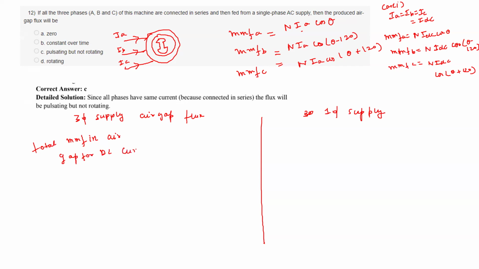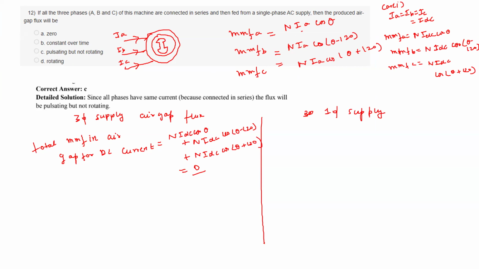for DC current will be N IDC cos theta plus N IDC cos theta minus 120 plus N IDC cos theta plus 120. If you add the three, you will see that it comes out to be 0. So if you give DC, there will be no MMF. That is why we give sinusoidal.